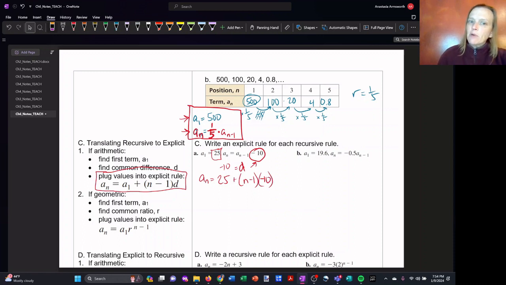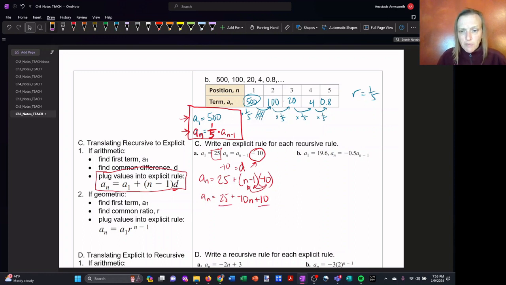I'm going to write that -10 in parentheses to make it clear that this is a multiplication problem. Because the d was negative, it looked like I was subtracting 10. I don't want to subtract 10. I want to multiply by -10. So I could simplify this a bit. I could do the distributive property here to simplify. So my nth term is 25 plus negative 10n plus 10. Negative 1 times negative 10 is positive 10.